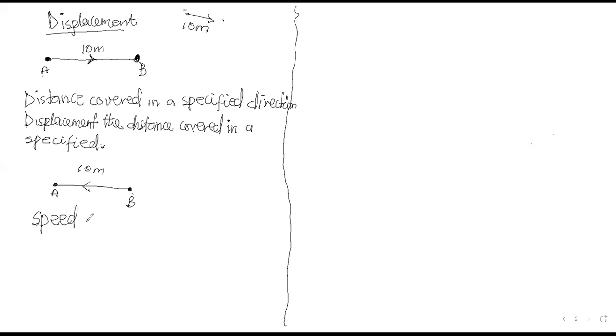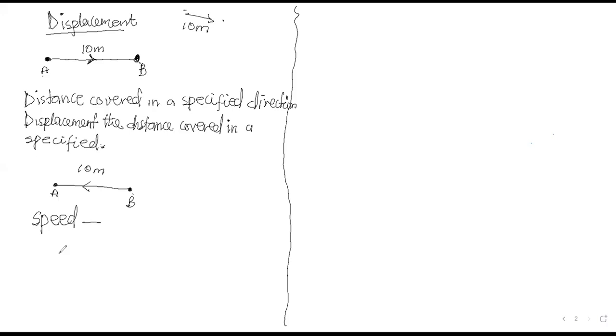Speed. I think you did this in science, JHS science, and then mathematics. What is speed? What do we mean by speed? Yes, Frank. Speed is the distance covered in a specific time frame. So the distance covered within a specified time frame.